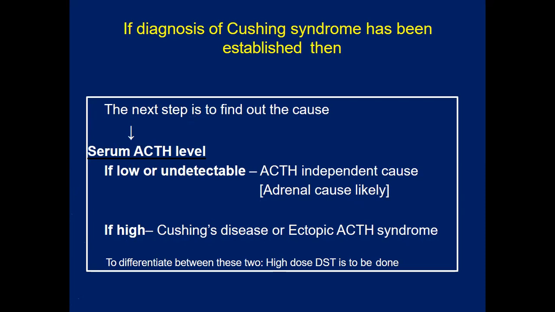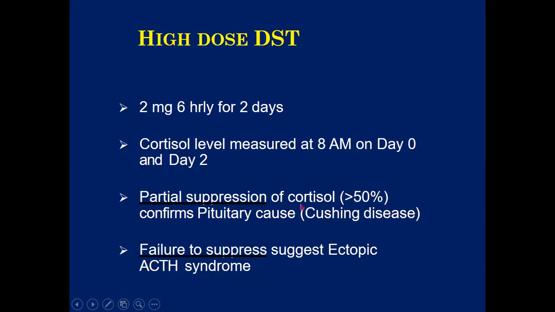Now we are going to establish the cause. If level of ACTH is less or undetectable, then it means the cause is in the adrenal. If it is high, then the cause is in the pituitary or it is in the ectopic production of the ACTH by some tumors. Now we have to differentiate between these two. Then for that, we go for the high dose dexamethasone suppression test. This high dose dexamethasone 2 milligram, 6 hourly for 2 days, cortisol level measured at 8 a.m. on day 0 and day 2.